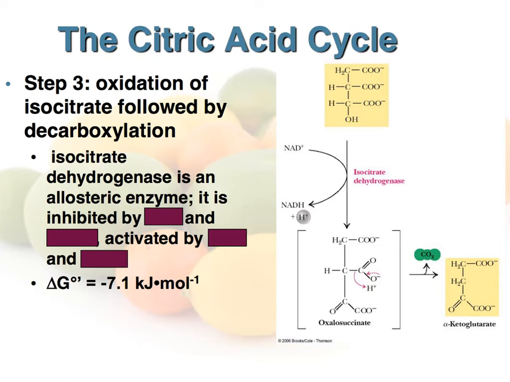What would make sense that would inhibit it? What's one thing that you think could possibly be right here? It's inhibited by ATP, and it's inhibited by NADH. So if it's inhibited by those, what do you suppose can activate it? It can be activated by ADP and NAD+. So see, you guys already know. Yes, it's isocitrate dehydrogenase.